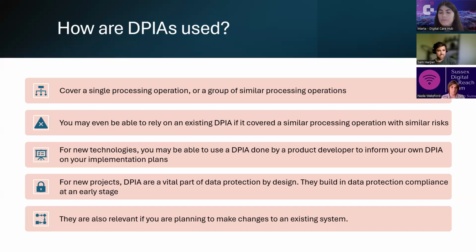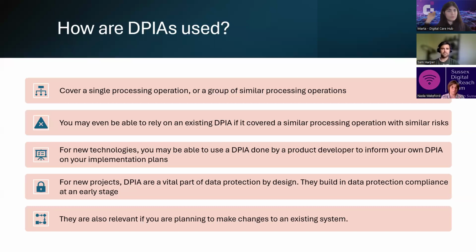For new projects, they are a vital part of data protection by design. So again, you might have a new process or project coming in which requires the use of personal high-risk data. Obviously, before that's implemented, you would do an impact assessment and build in data protection compliance. So you're making sure that you're complying with all data protection, you're able to demonstrate that, and then you're able to go ahead with that project or process.